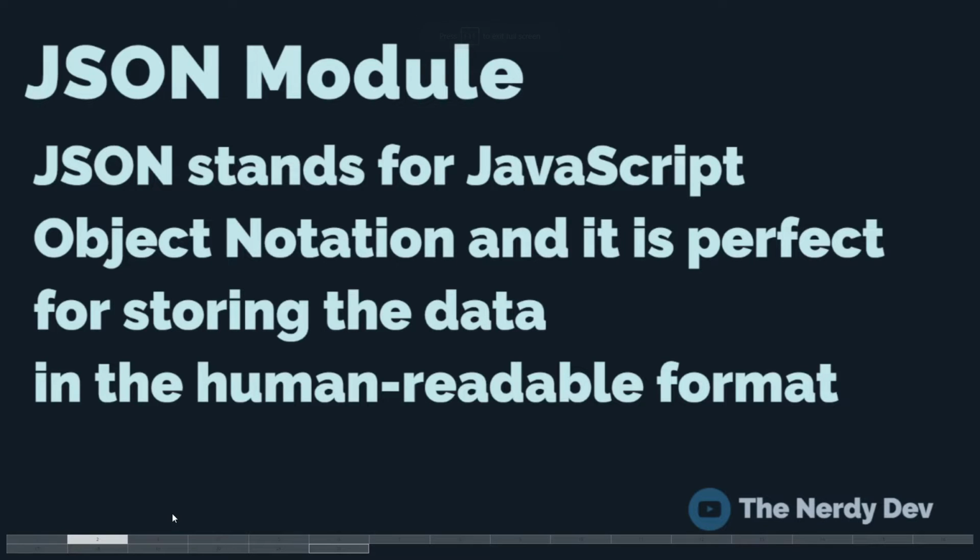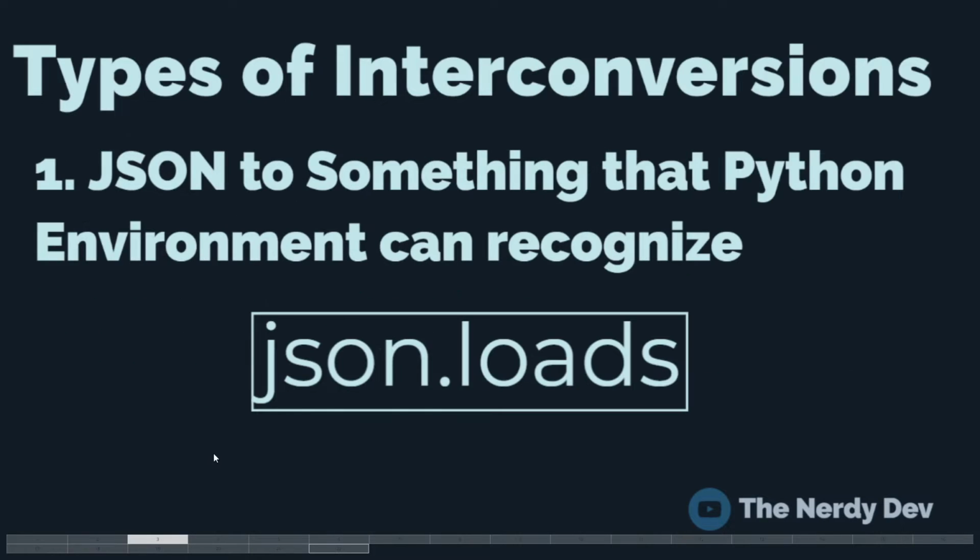Without wasting any more time, let us learn about the JSON module. Now the JSON module is the core module that the Python standard library provides us in order to work with JSON data. There are two types of interconversions that we should know. First, converting JSON to something that the Python environment can recognize. That means if we have JSON data, we can parse it to a dictionary by using the loads method of the JSON module. Now let us go back to our editor and prepare some dummy JSON data and see the loads method in action.